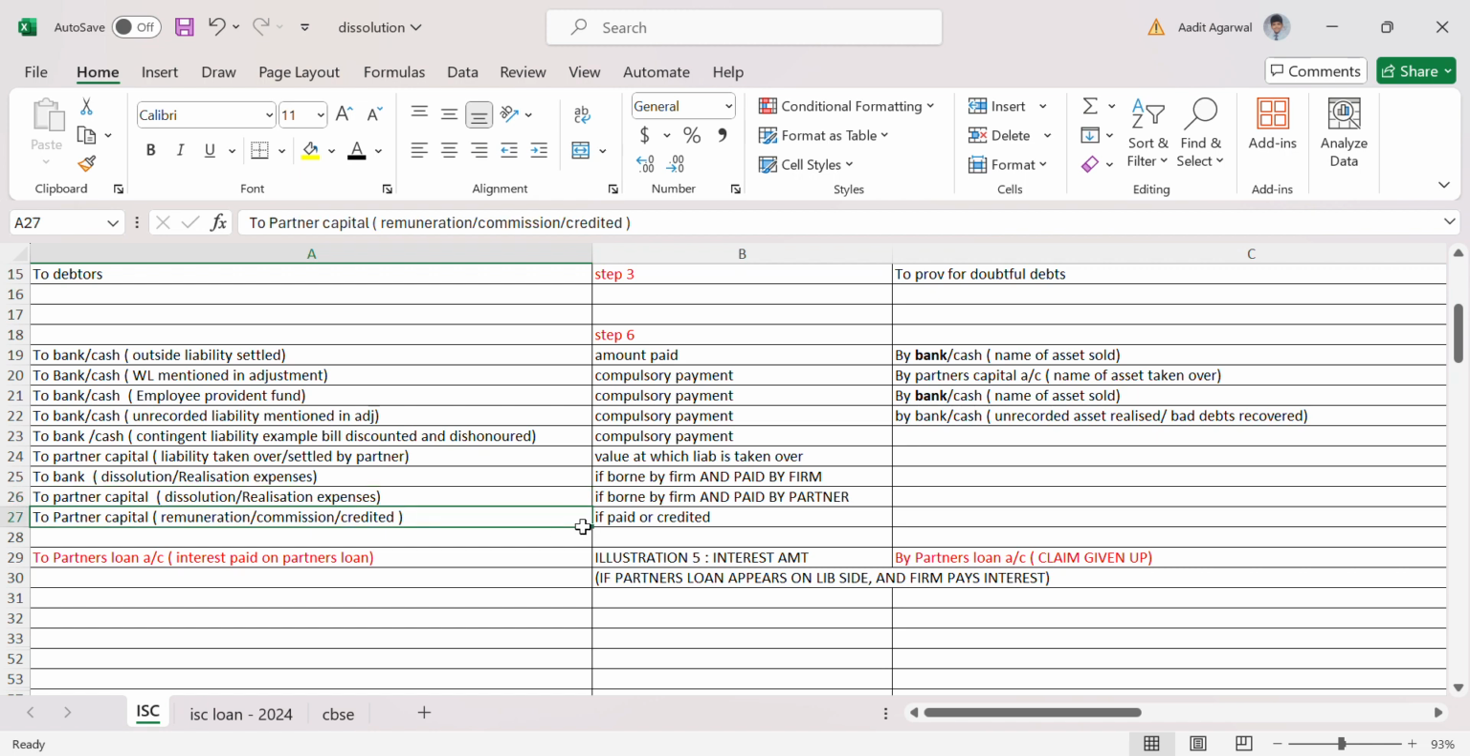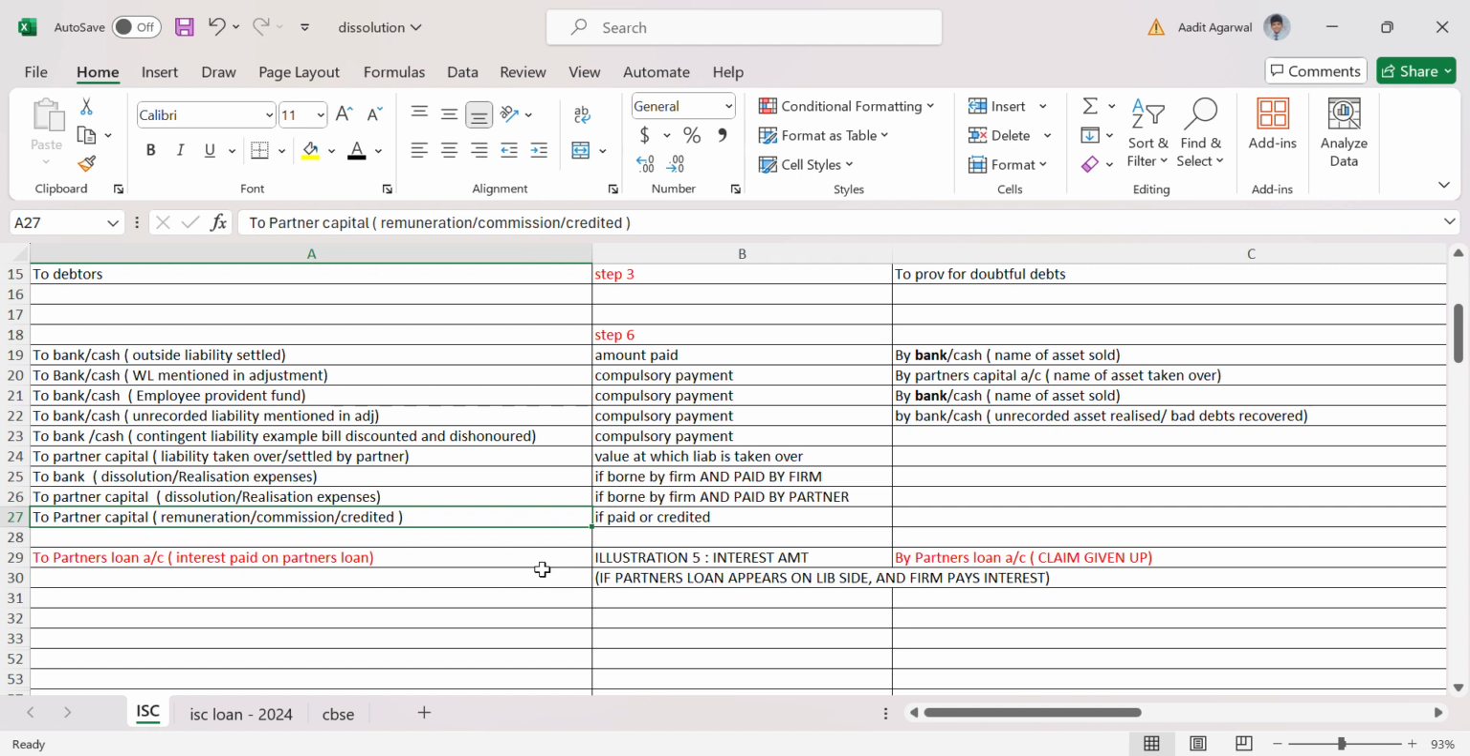Now the partner may also be appointed to carry out the dissolution work for which he is getting remuneration, also known as commission. In the transactions, they will say amount credited to the partner's capital account. So for all this, you will debit realization and credit partner's capital account.